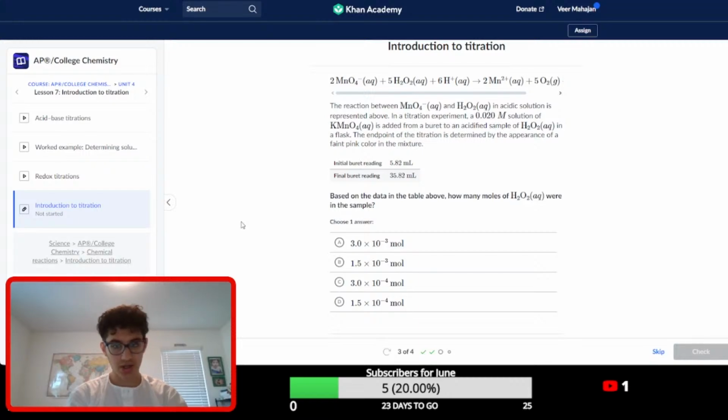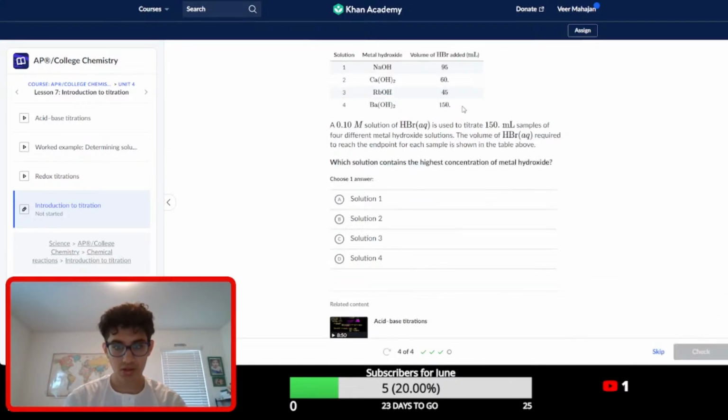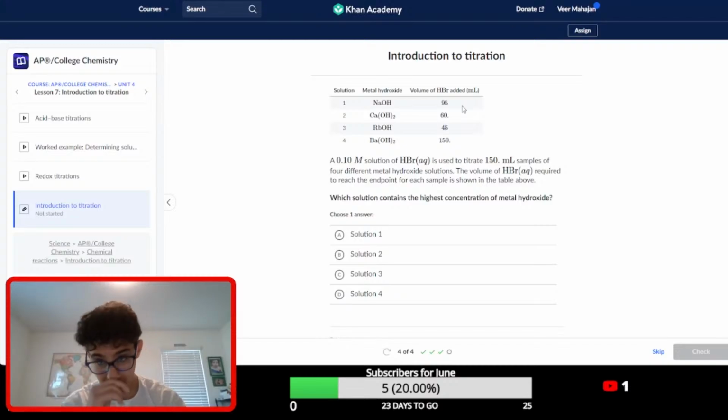Okay, now let's actually do it. The number of moles is 0.02 times 30 milliliters, so 0.03, which is 0.6 times 10 to the negative third, times 5 divided by 2, 1.5 times 10 to the negative third, right there. Good, we got that. Next one.